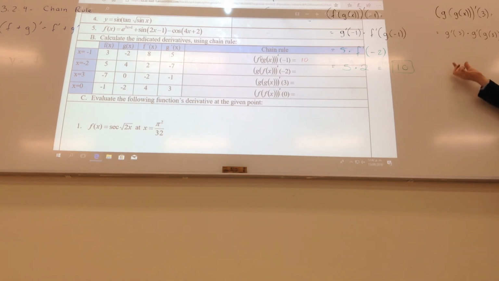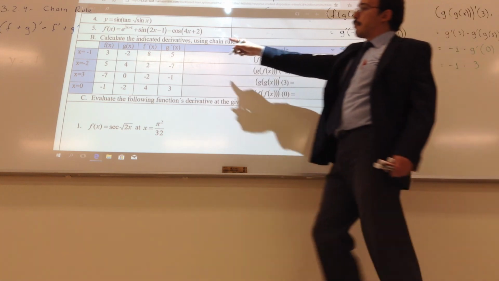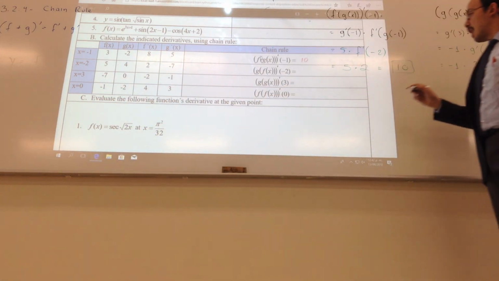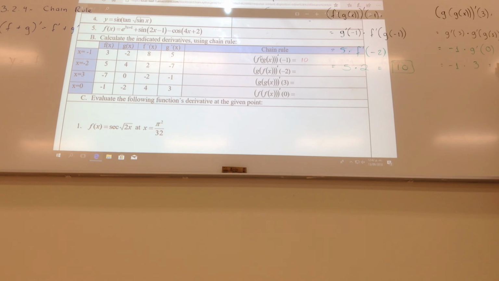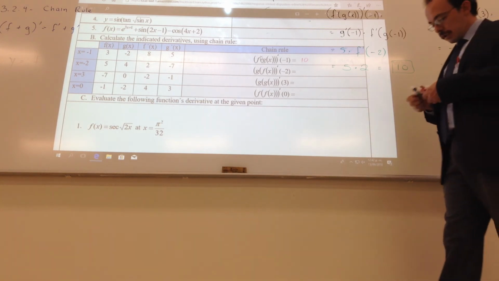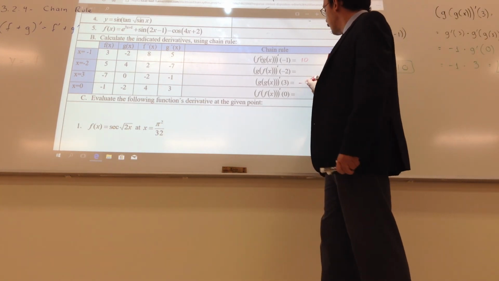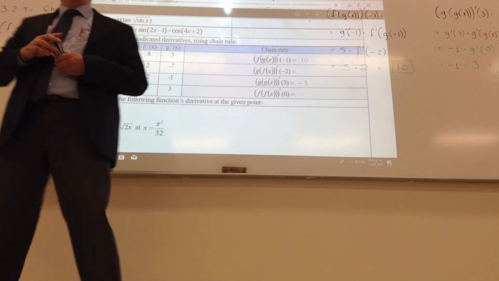Now we start putting the values. G prime of 3 is what? Minus 1. Minus 1 times g prime, I leave it indicated, and then g of 3 is 0. But then minus 1 times g prime of 0, which is 3. So now my final answer is going to be negative 3. Get it now?